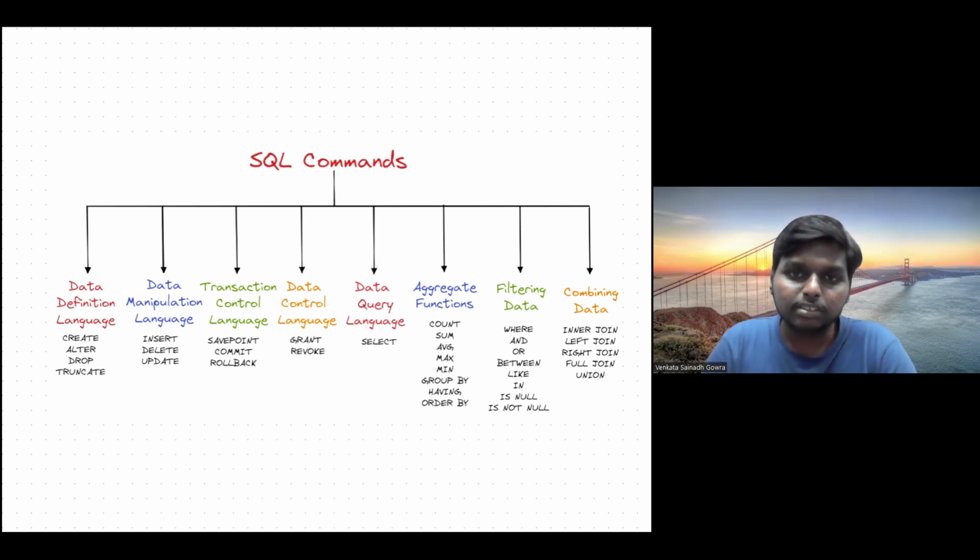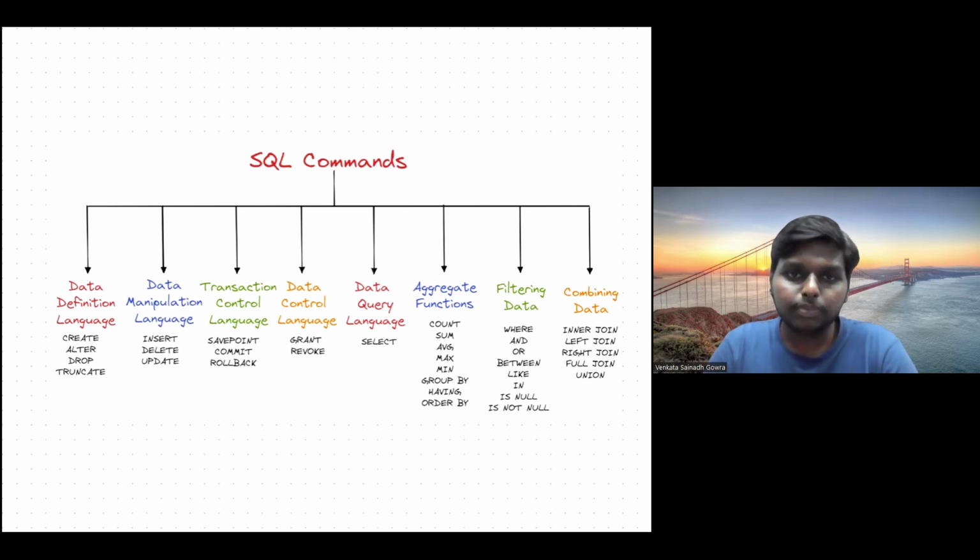Next, aggregate functions. Aggregate functions include count, sum, average, max, min, group by, having, order by, which are performed on the data. The count tells how many records there are. Sum is the sum of the data, taking the students' marks as an example, and average is the average of the students' marks, max is the maximum mark, and min is the minimum mark. Group by, having, order by are also some of the aggregate functions.